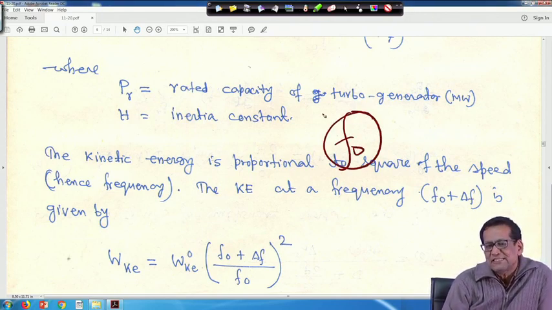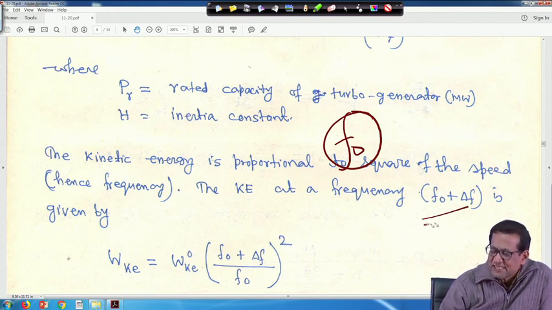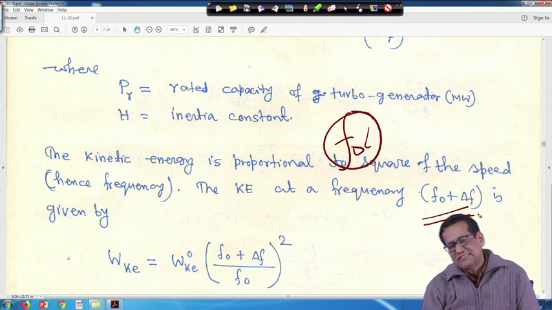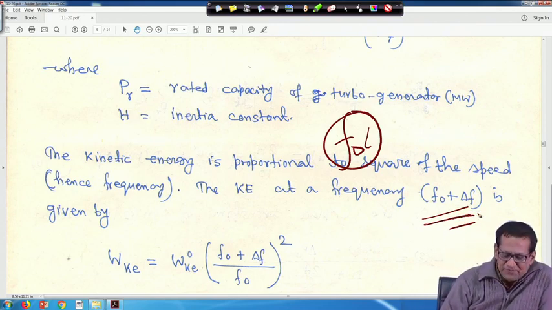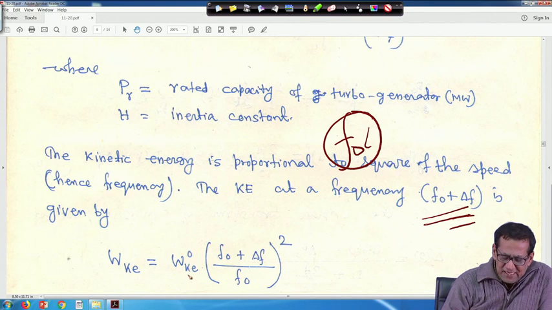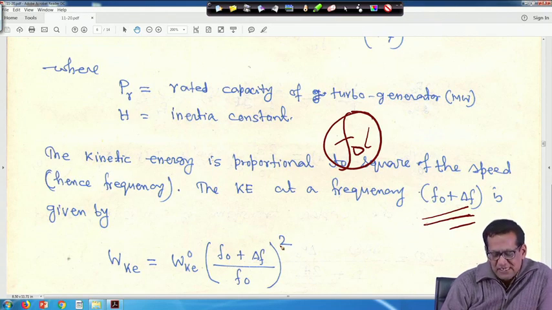Now, suddenly the load has changed. So, the frequency has changed; instead of F0 it will now be F0 plus delta F. So, delta F is that much change. Therefore, as the kinetic energy is proportional to the square of the speed, WKE is equal to WKE0 into (F0 plus delta F upon F0) whole square. So, directly you can write.